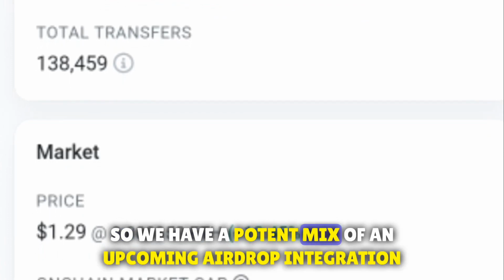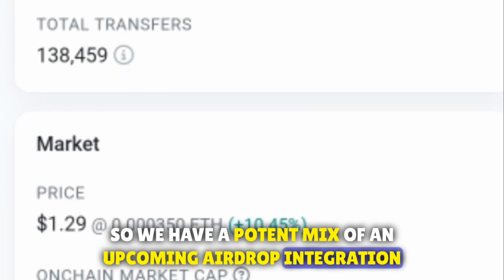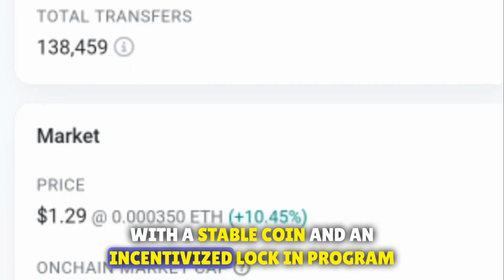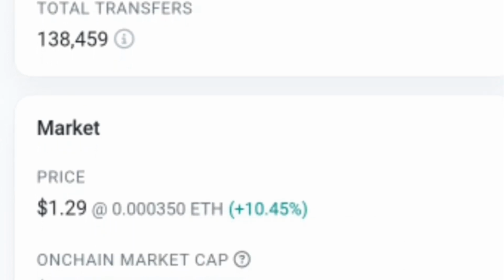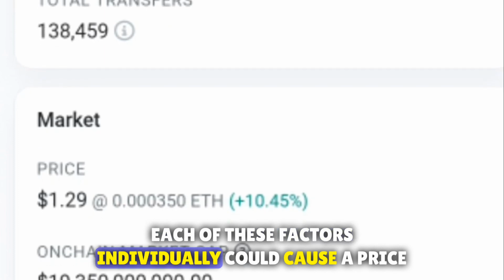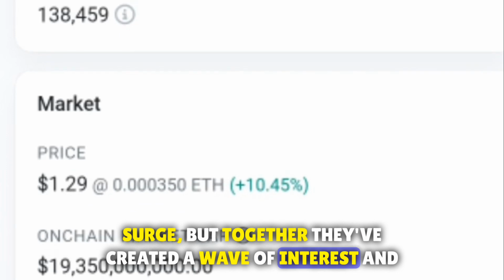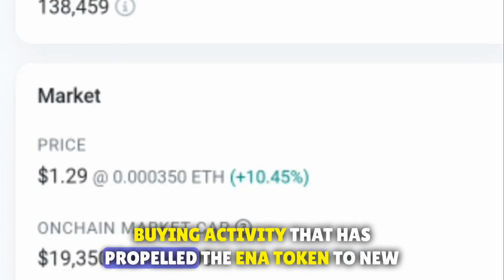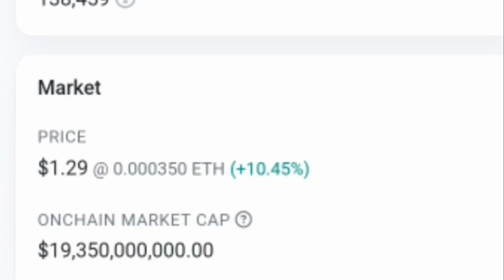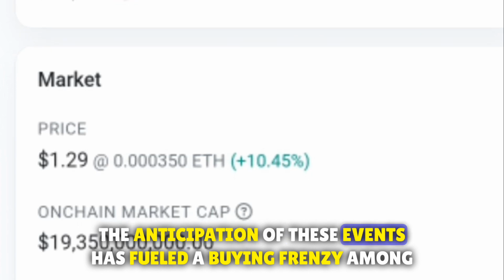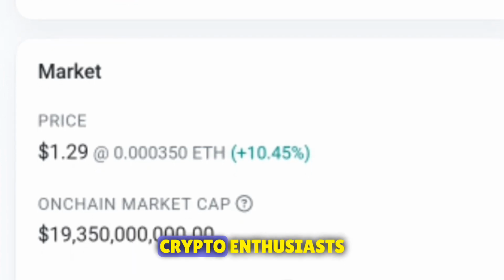So, we have a potent mix of an upcoming airdrop, integration with a stablecoin, and an incentivized lock-in program. Each of these factors, individually, could cause a price surge, but together, they've created a wave of interest and buying activity that has propelled the ENA token to new heights. The anticipation of these events has fueled a buying frenzy among crypto enthusiasts.